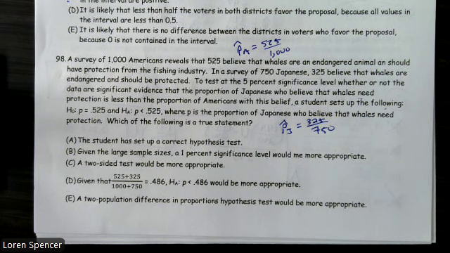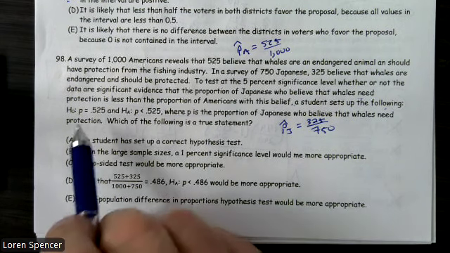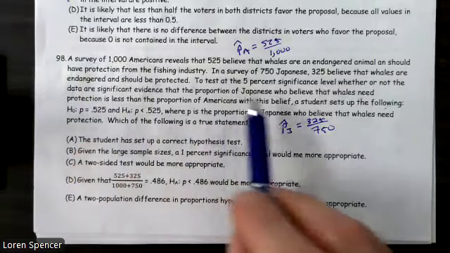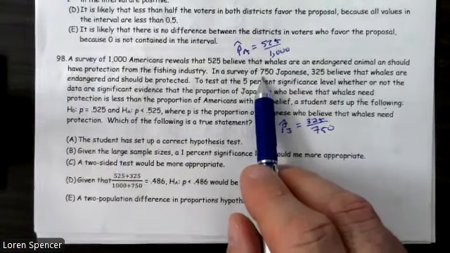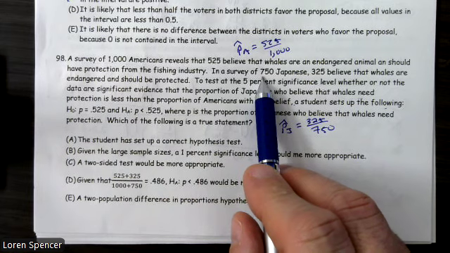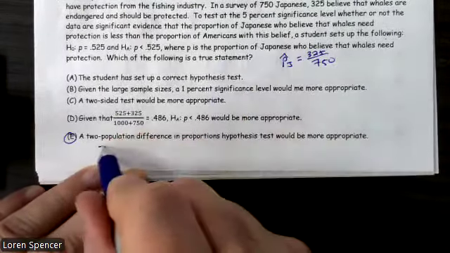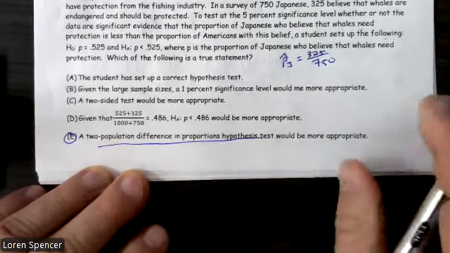In this case, they used a one sample. How many samples do we have? We have a survey and we have another survey. So we have two surveys. So we have two samples. So in this case, 98 is E. A two population difference for the proportions would be better. All right.